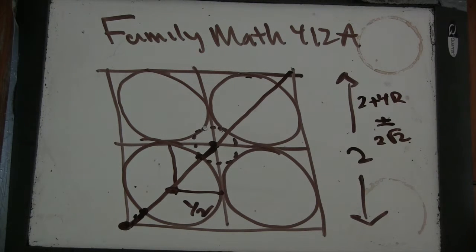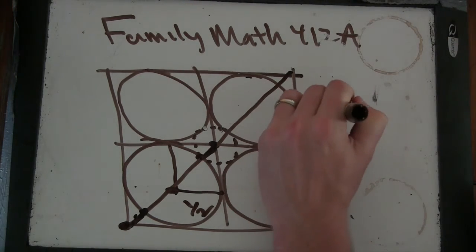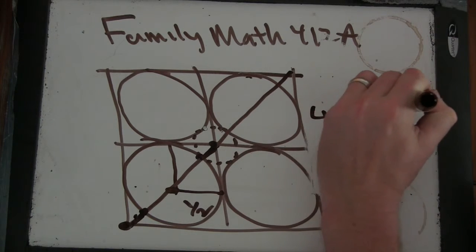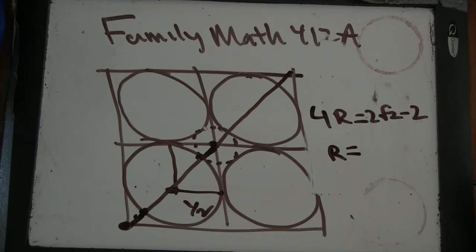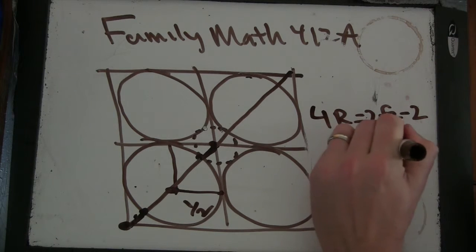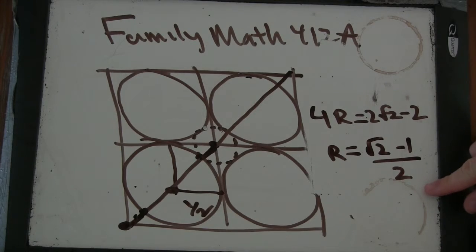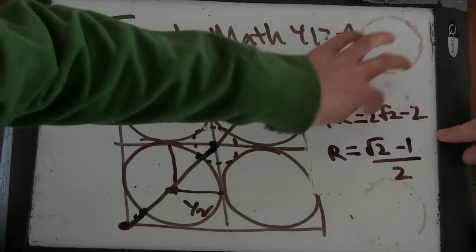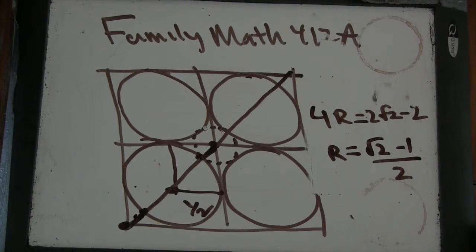Very good. Then 4r is 2 root 2 minus 2. 4r equals 2 root 2 minus 2. R is root 2 minus 1 over 2. Very nice. Now, do you see that last step? We divided by 4, so it looked like we might have a 4 on the bottom. But why did we not have a 4 on the bottom? Because we have some 2's on the top that cancel with the 4. So you get square root of 2 minus 1 over 2.